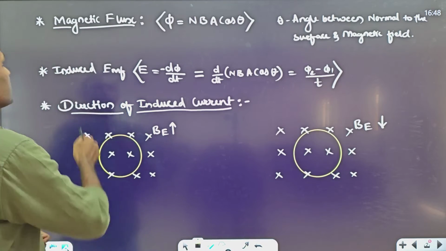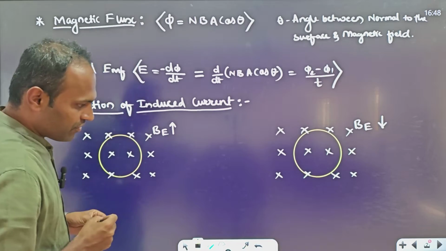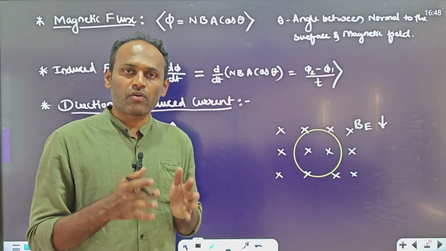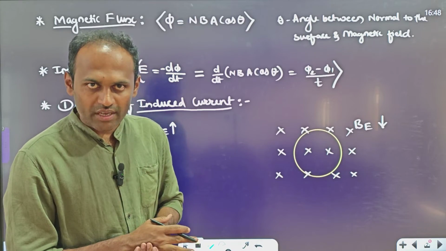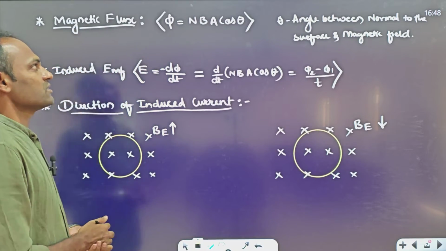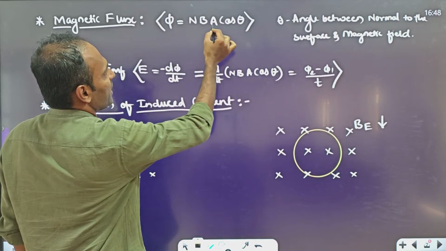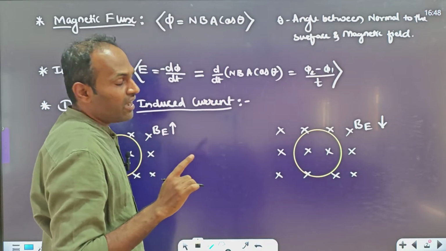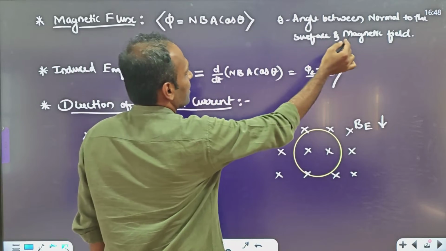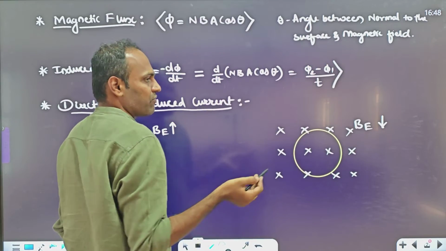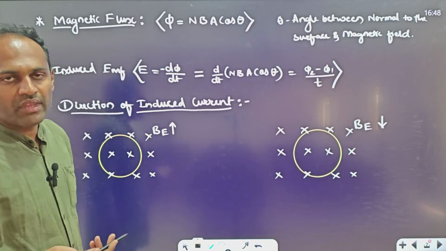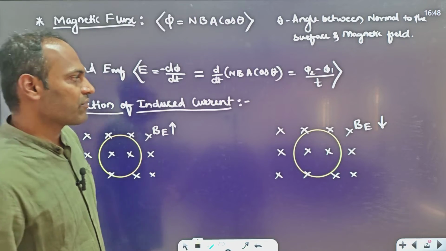Okay. First, magnetic flux. See, we know very well magnetic flux means it is the number of field lines passing through a surface area normally. Expression for magnetic flux is NBA cos theta, where N is number of turns, B is magnetic field, A is surface area, and theta is the angle between normal to the surface and magnetic field, which we also call the area vector. Area vector or normal to the surface and magnetic field, right?